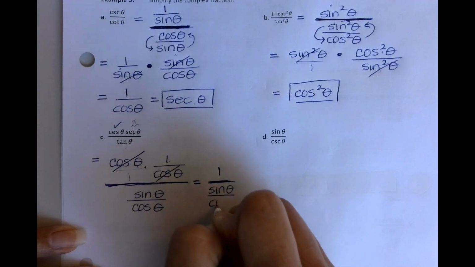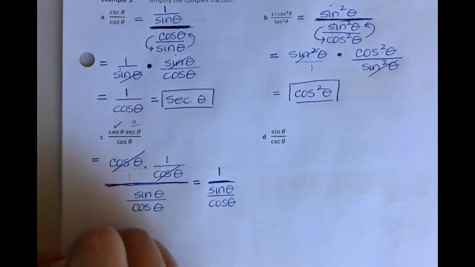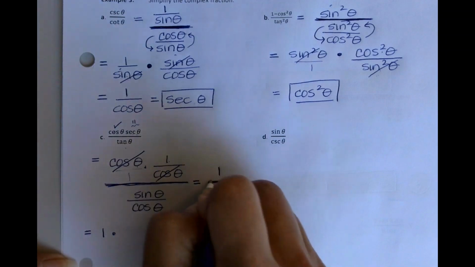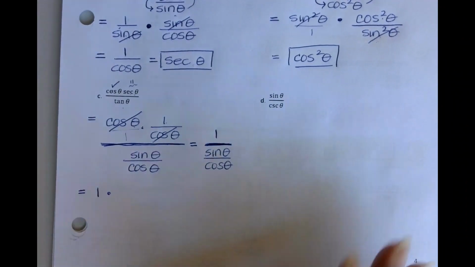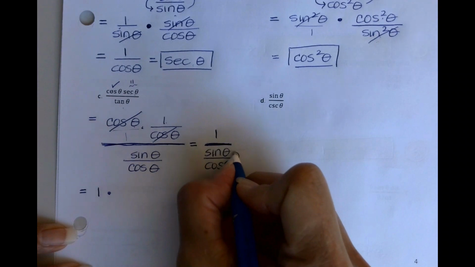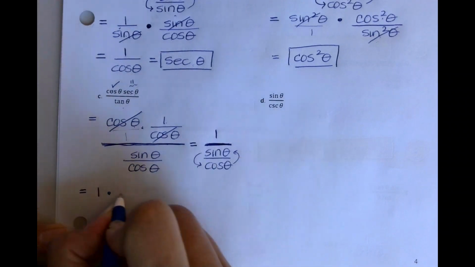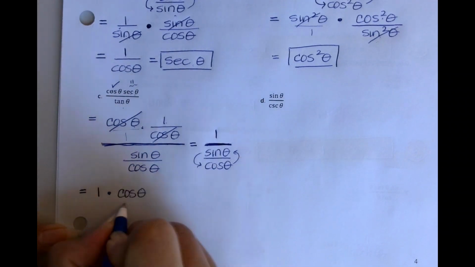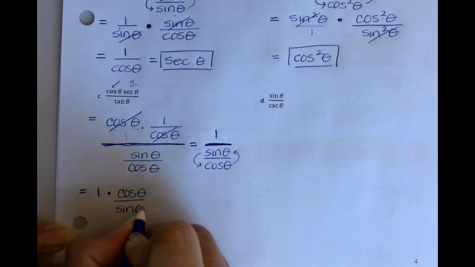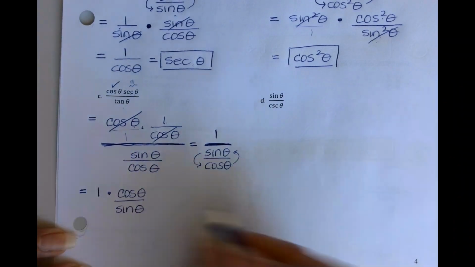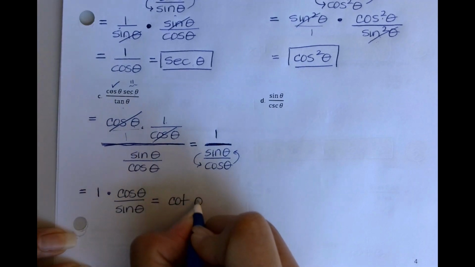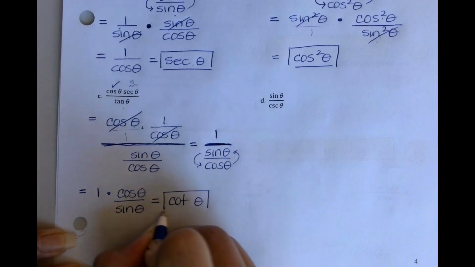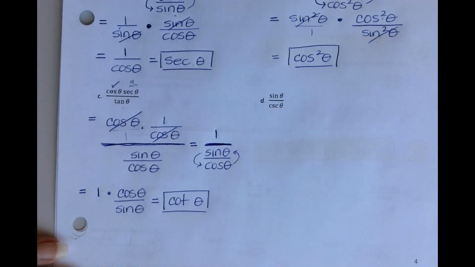which means you are going to multiply by the reciprocal. So I keep the 1 and I change, which is this. Let me kind of move my paper up here. I change to the reciprocal of cosine over sine. Now 1 times cosine over sine is just cosine over sine, but cosine over sine we know is cotangent theta. So there's your answer. Okay?